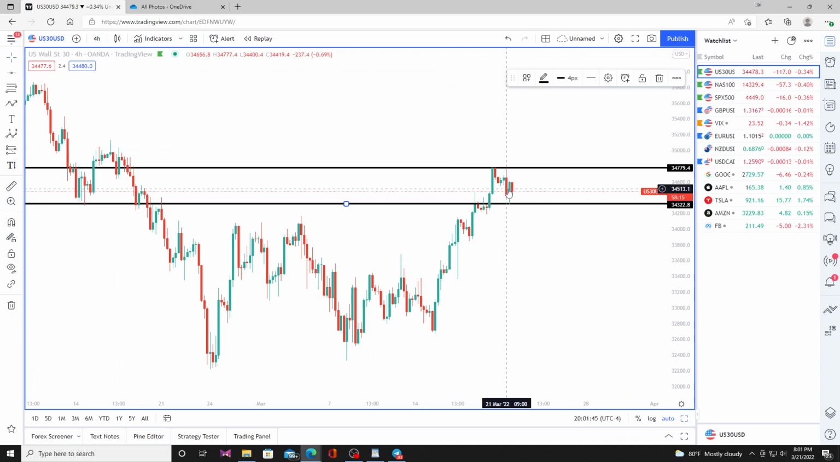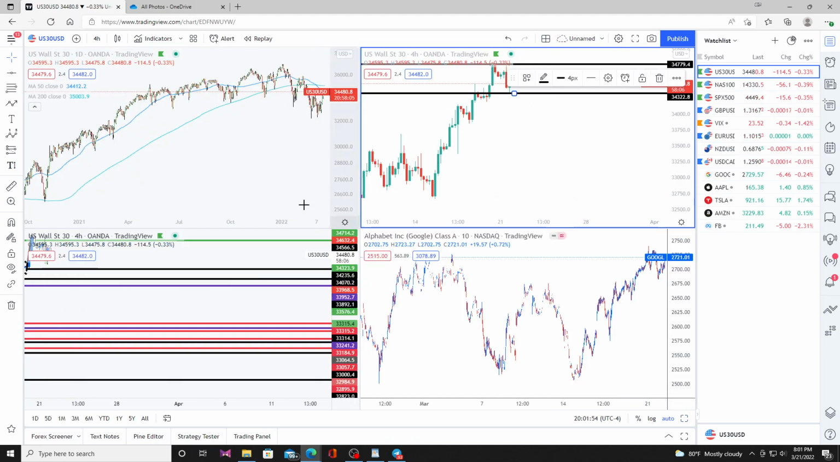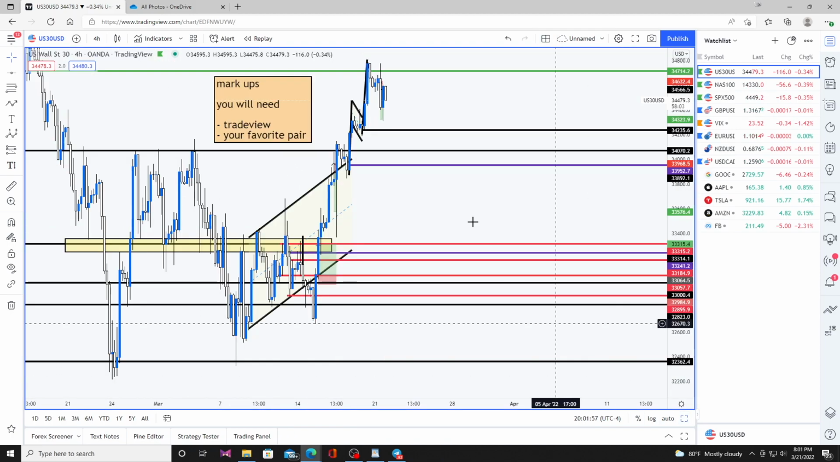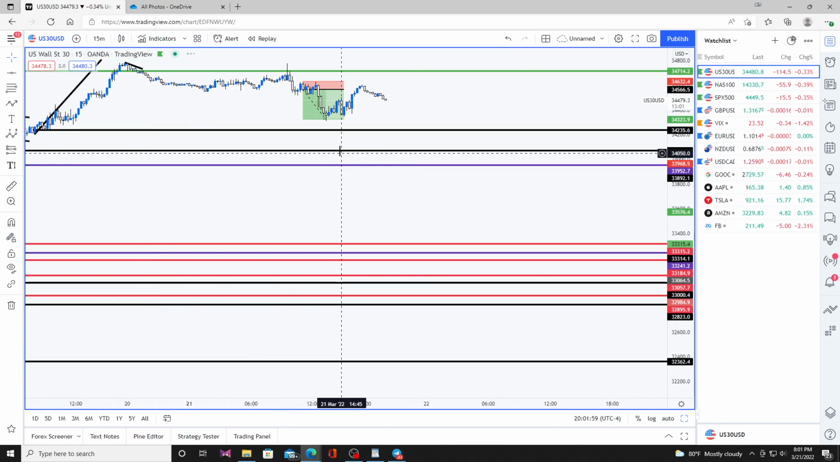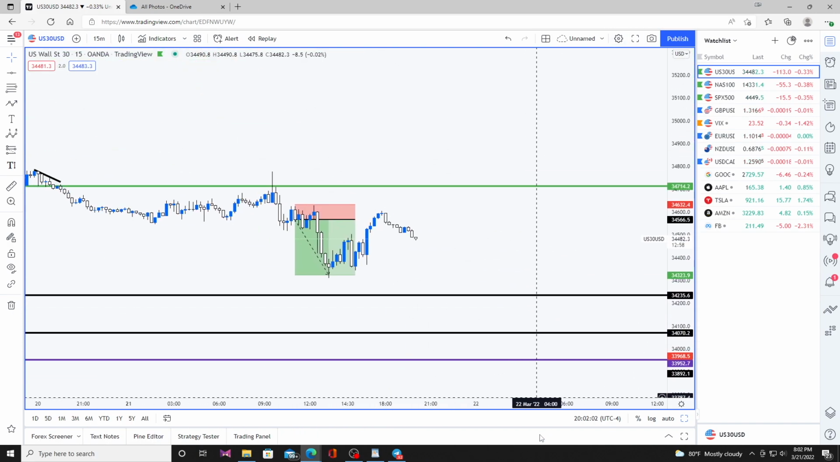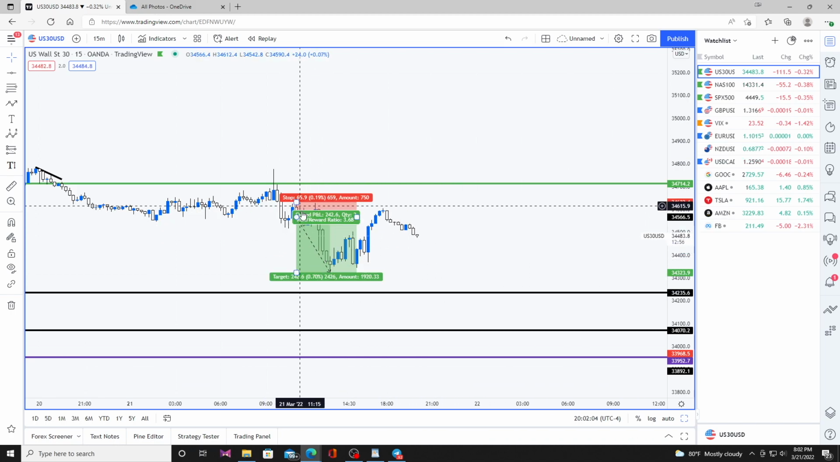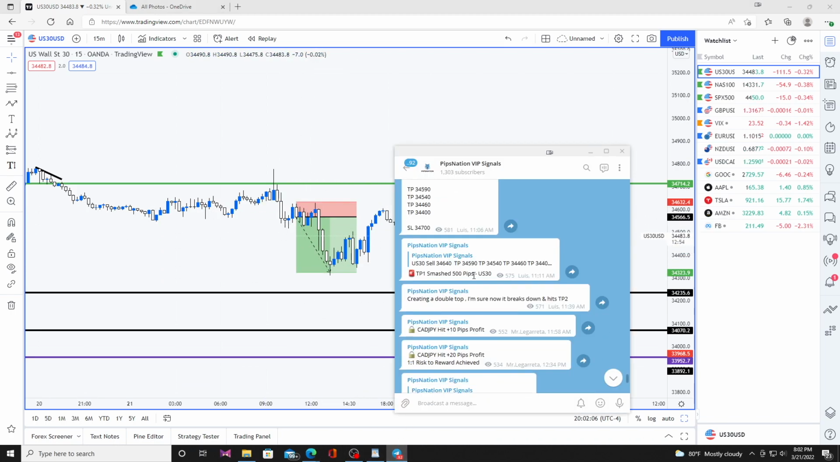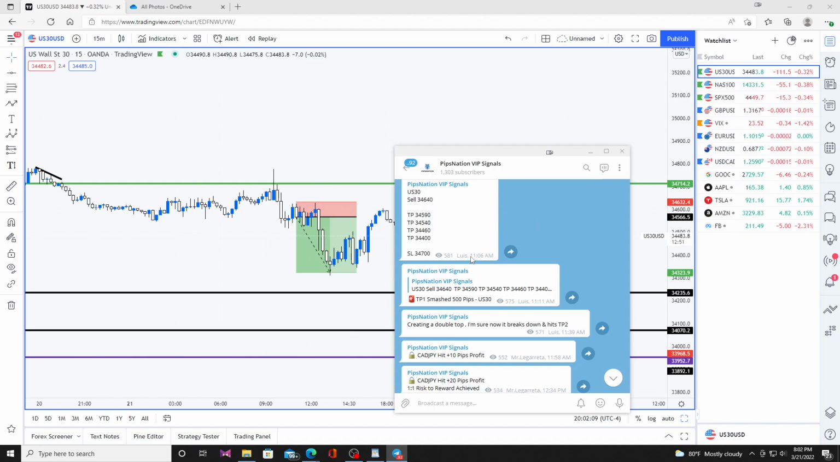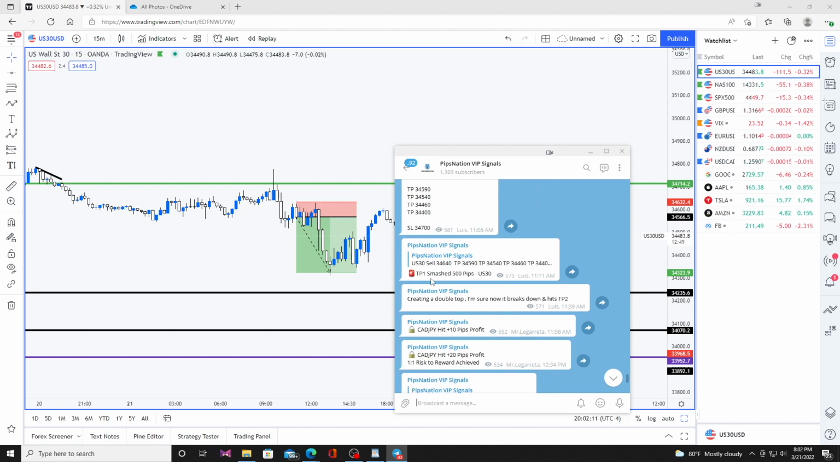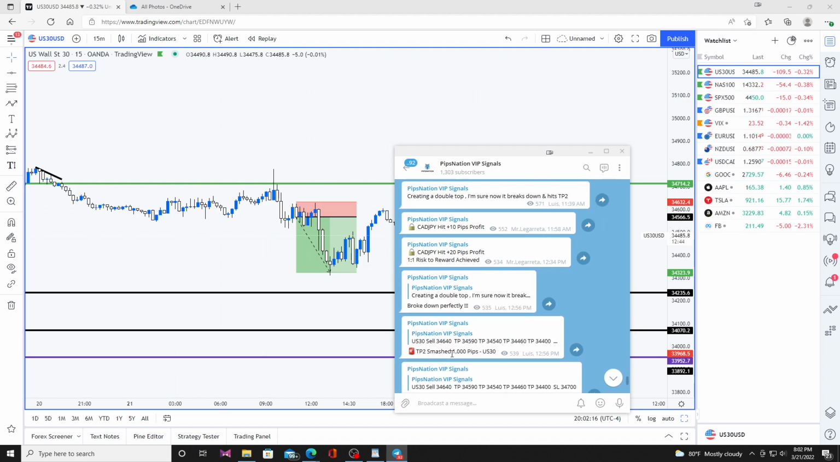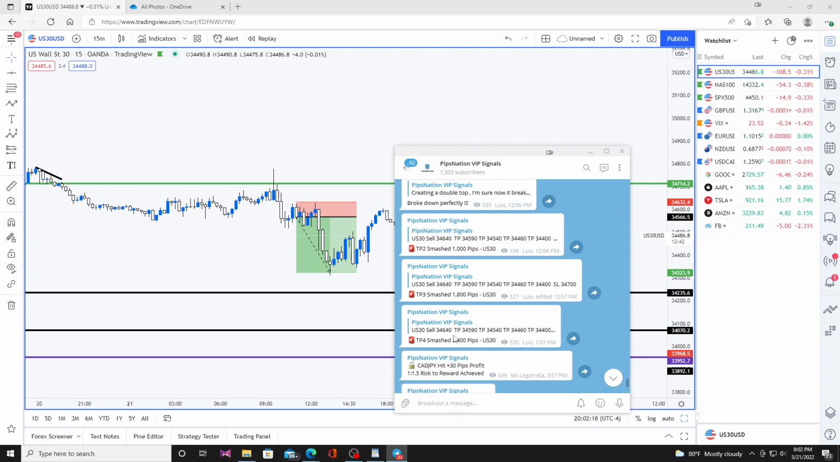And this was actually a trade that we caught due to me sending out a signal. If I go back to the other pair, we can check it out. You guys can see it right here. We go to the 15-minute time frame and we see here that we caught the signal perfectly. The market had a double top and came down perfectly, and here's actually the signal where I called it out at 11. TP1 hit, creating a double top. I'm sure it will break down and hit TP2. Broke down perfectly, TP2, TP3, TP4, smashed all the way.